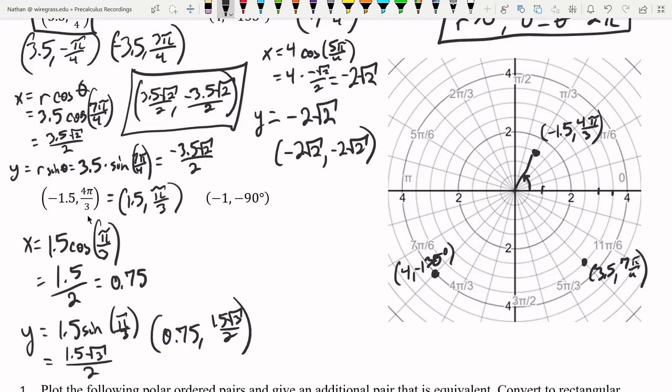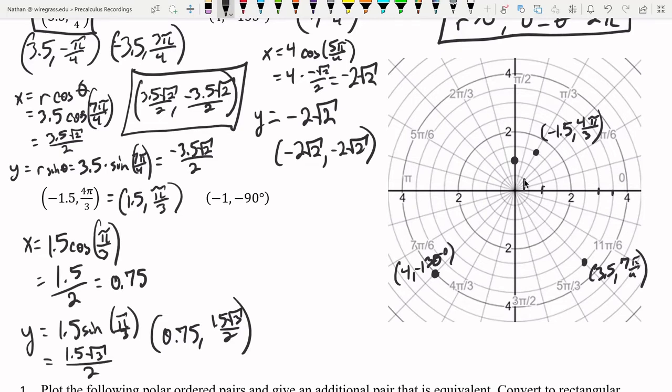Same thing. Okay, finally, we have negative 1, negative 90. Now, negative 1 means we're going to go the opposite direction of that. So let's find the angle first. The angle is 90 degrees. 90 degrees is going to be a right angle like this. So I'm going to be right here on the negative y-axis. But the radius is negative, so it means we're going to go upwards. And that's going to be right here at 1. So that is negative 1, negative 90.